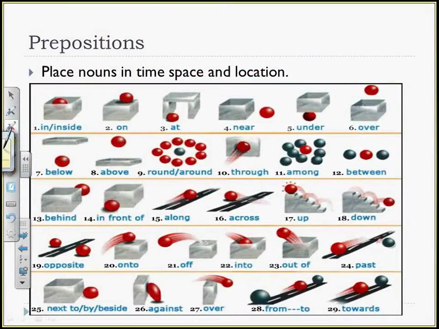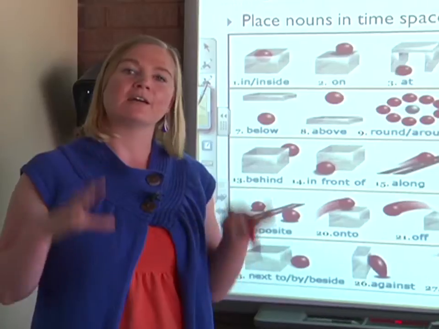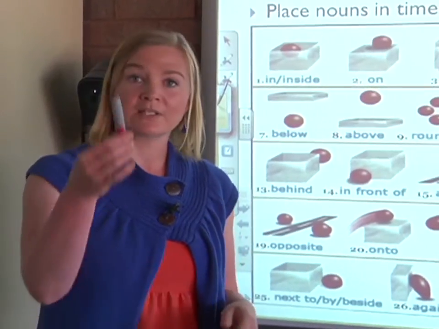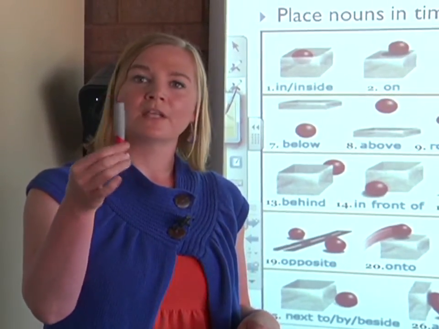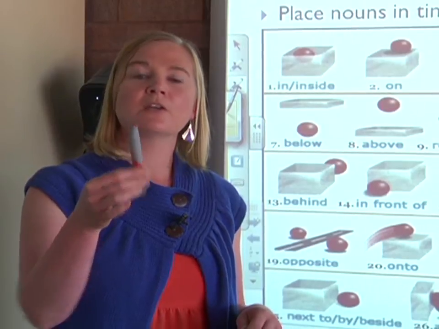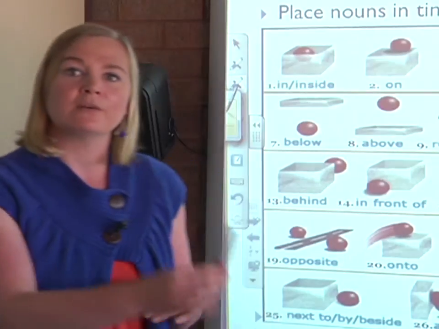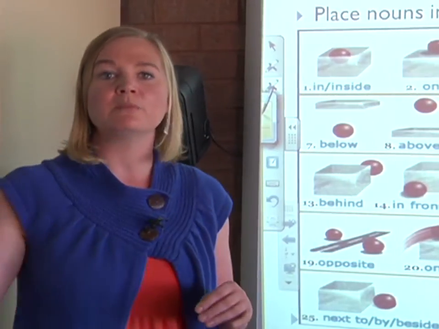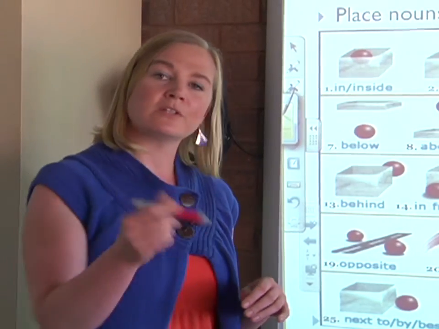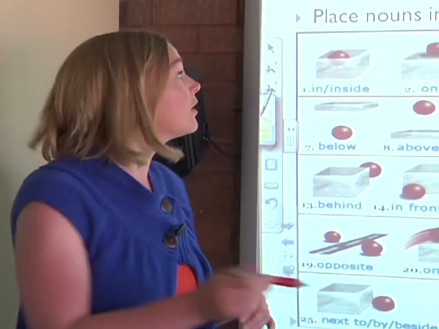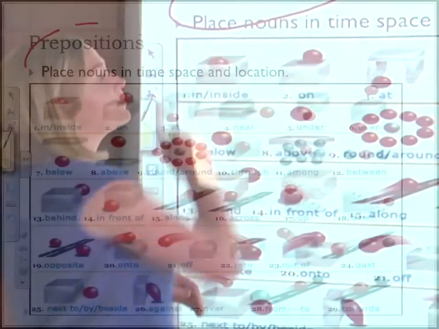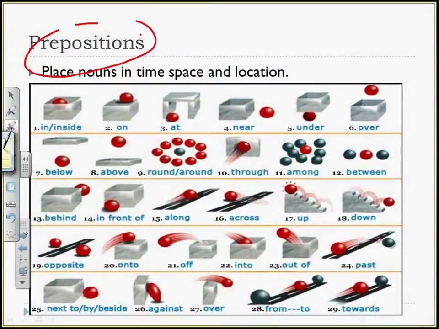The first thing I want you to know is that prepositions are words that place nouns in time, space, and location. So let's see, this pen, it's a noun. If I want to put it somewhere, I'm going to put it in, on, around, under, over, between, beside, beneath. Those words that I'm going to use to put it somewhere are called prepositions. If you look at this graphic, you can see at, near, under, over, along, across.